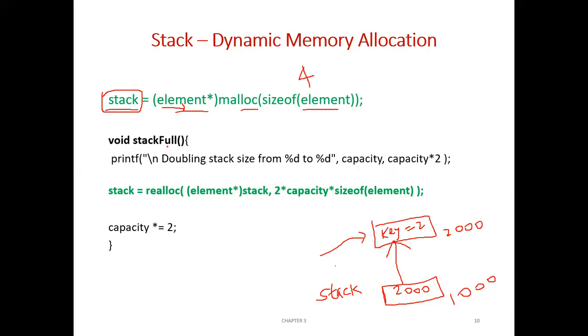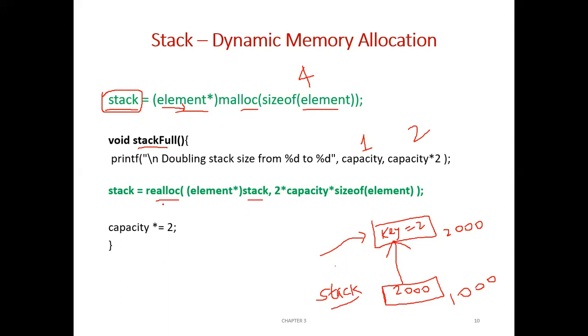For that we are using this function, stack full. Whenever you try to push, if the stack is full, then the stack full function will be called. It will say that we are doubling the stack from so and so size to so and so size. Initially the capacity is 1, now it will become 2. And then here we are using the realloc function. Whatever the pointer stack is pointing to, that should be reallocated.